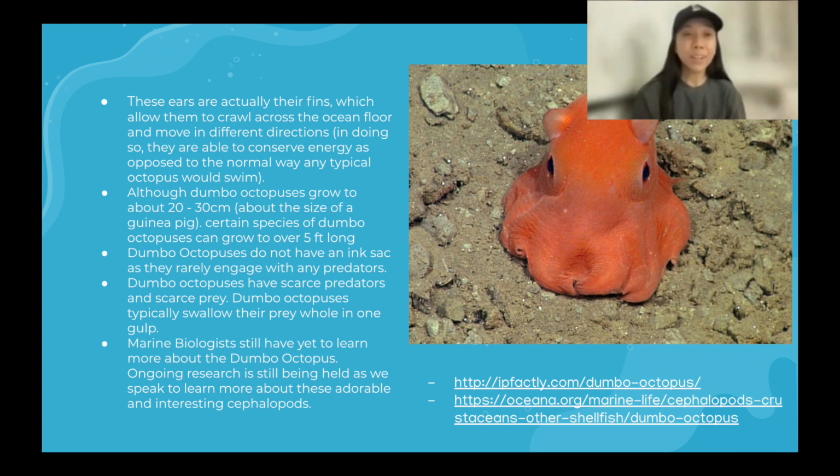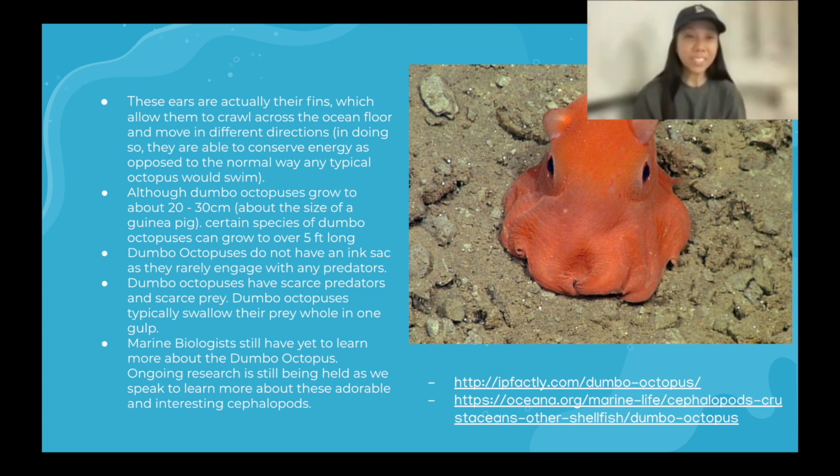Another fact that I found was, although Dumbo octopuses grow to about 20 to 30 centimeters, about the size of a guinea pig, certain species of Dumbo octopuses can grow to over 5 feet long. So if you can picture a little guinea pig around the size of your hand, they're fairly large creatures, actually. They can get to about that size. The largest recorded one was 5 feet long, which is incredible for something that is typically very tiny and very adorable.